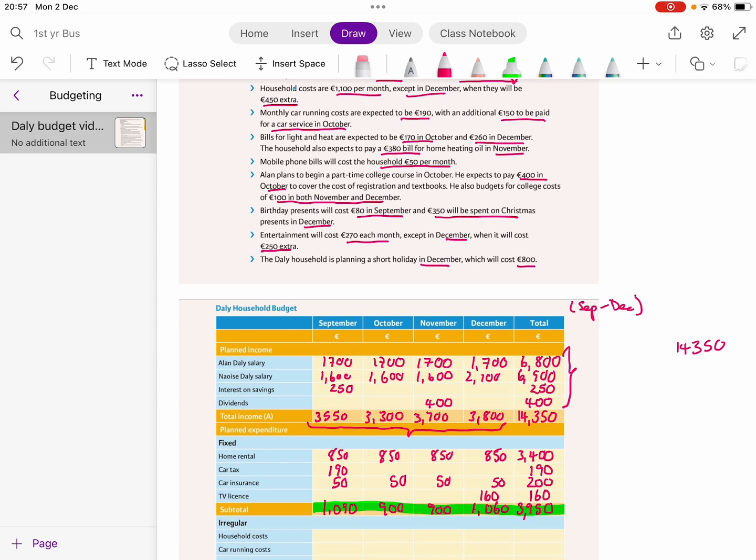So I'm going to move on to my household costs. So household costs are 1,100 per month except in December, and then they'll be an extra 450. So it's 1,100, 1,100, 1,100, and then I'm adding on my 450. So it's 1,550. So I get 4,850 in my total column. Okay, so I'm going to tick that off.